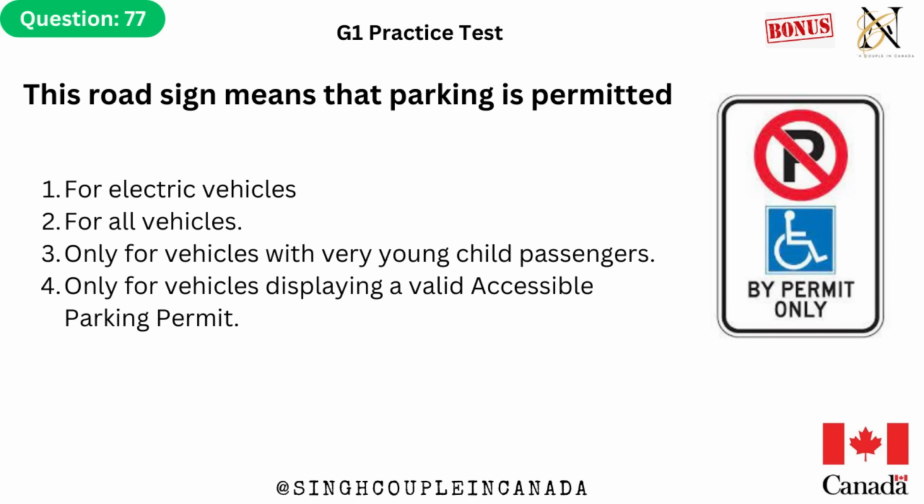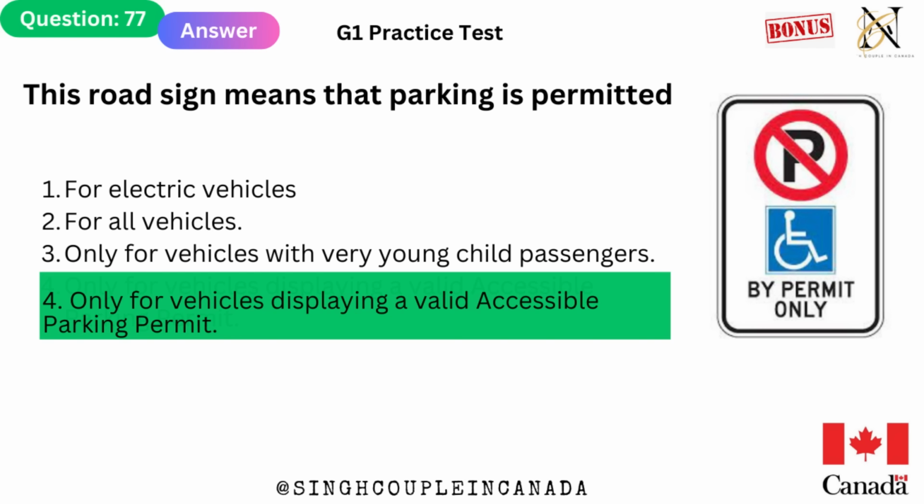This road sign means that parking is permitted. 1. For electric vehicles. 2. For all vehicles. 3. Only for vehicles with very young child passengers. 4. Only for vehicles displaying a valid accessible parking permit. The answer is 4. Only for vehicles displaying a valid accessible parking permit.